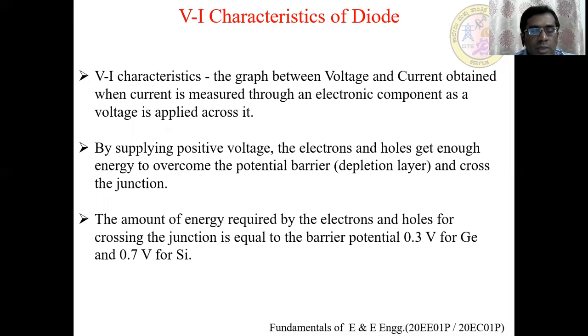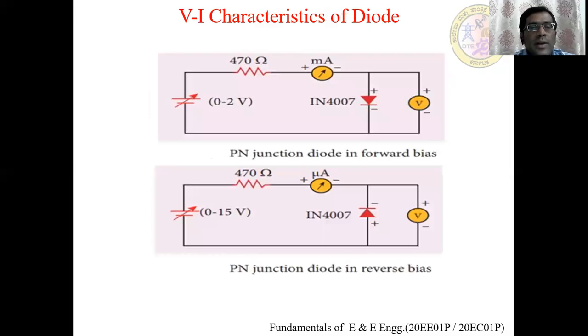The amount of energy required by the electrons and the holes for crossing the junction is equal to the barrier potential, 0.3 volt for germanium and 0.7 volt for silicon diode. See, this is the diagram of the circuit for forward bias, and this is the circuit for reverse bias.